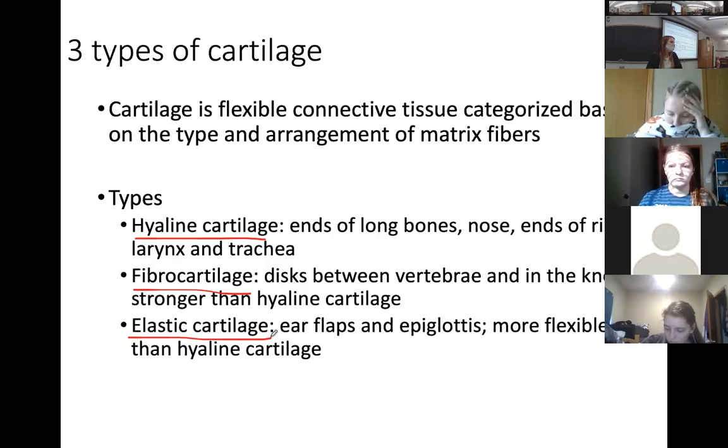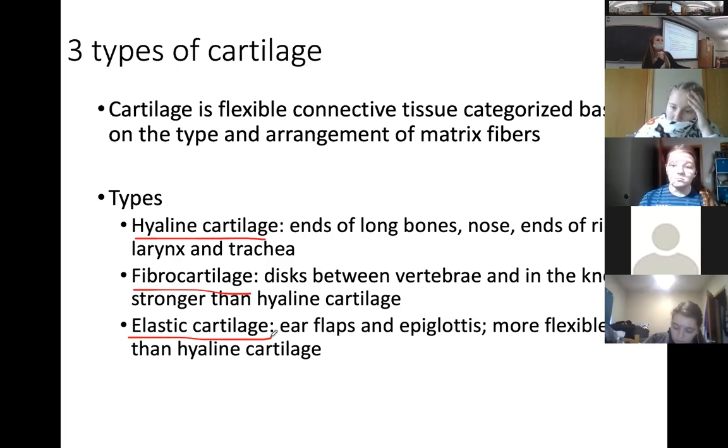So hyaline cartilage is on the ends of long bones, your nose, the ends of your rib cage, your larynx, and your... Apologies. Siri couldn't hear what I was saying. Hyaline cartilage is on the ends of your ribs, your larynx, and your trachea. This is going to be maybe one of the more common ones that you think of because it's in your nose and the ends of your ribs and things like that.